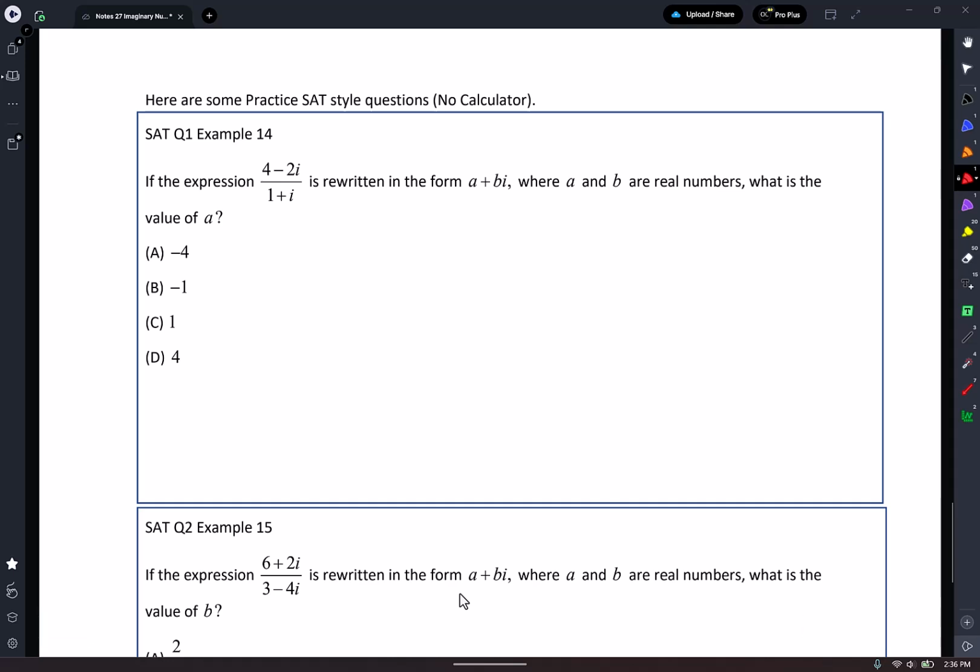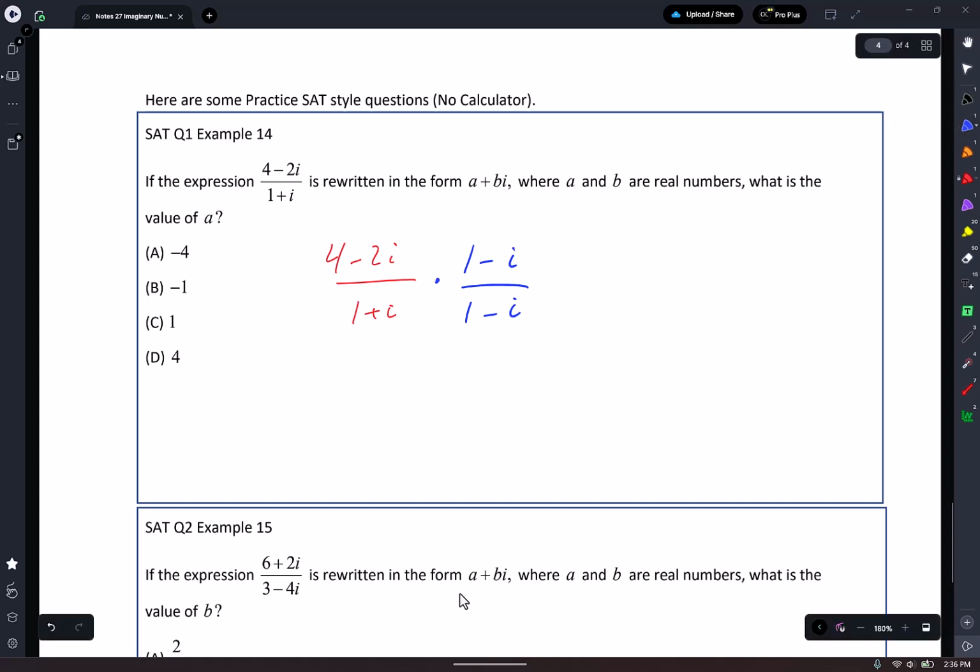All right. It says if the expression 4 minus 2i over 1 plus i is rewritten in the form a plus bi, where a and b are real numbers, what is the value of a? Ooh, I like it. Okay. Well, let's see. 4 minus 2i over 1 plus i, and the only way to divide those is to multiply by the conjugate, 1 minus i over 1 minus i. The university probably will ask you for this question in a math placement exam.